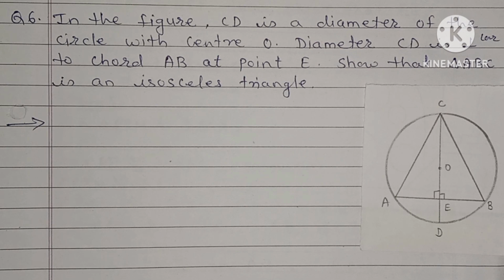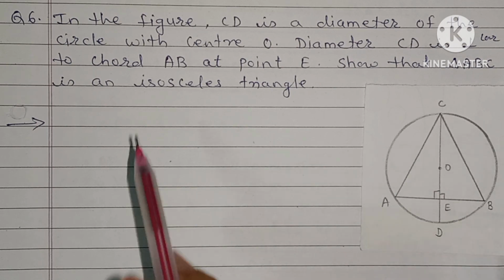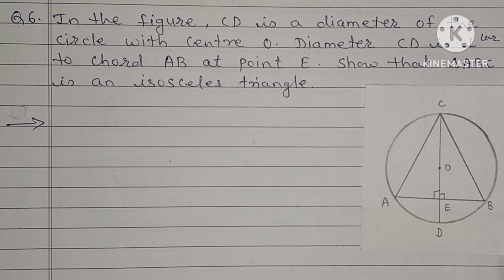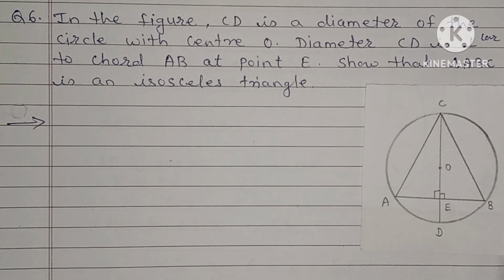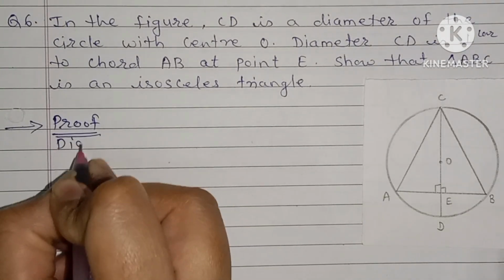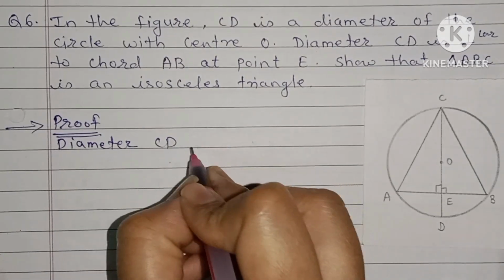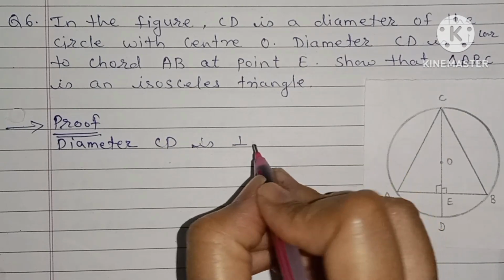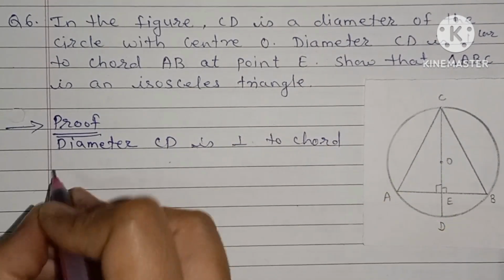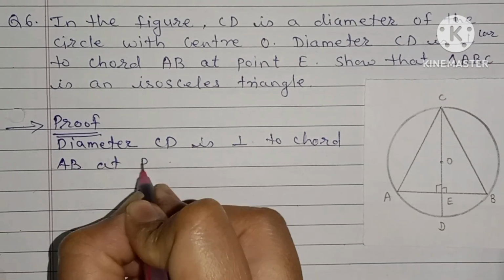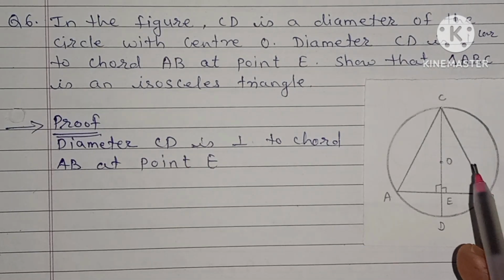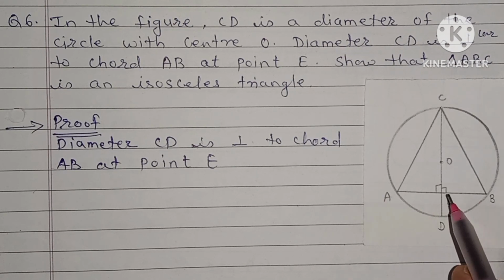Question number 6. In the figure, CD is the diameter of the circle with center O. Diameter CD is perpendicular to the chord AB at point E. Show that triangle ABC is an isosceles triangle. See, proof. Diameter CD is perpendicular to chord AB at point E.